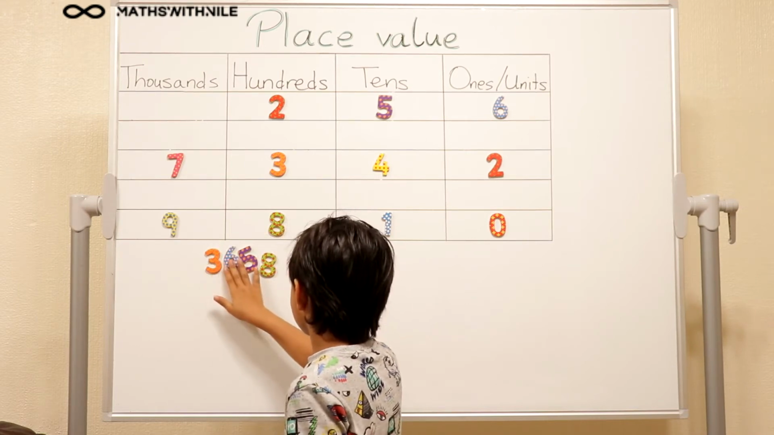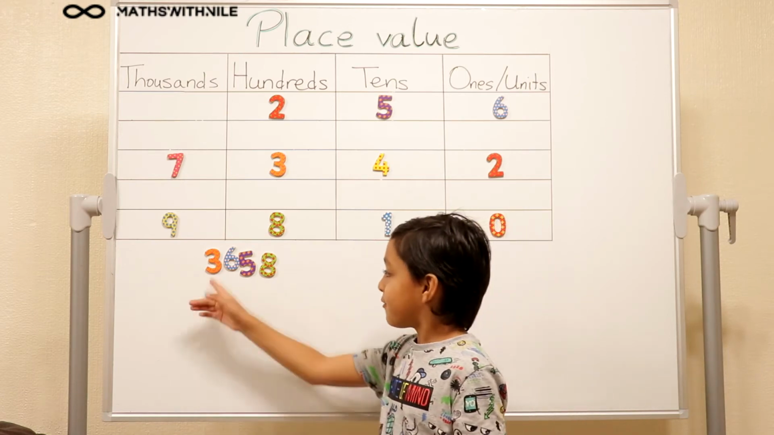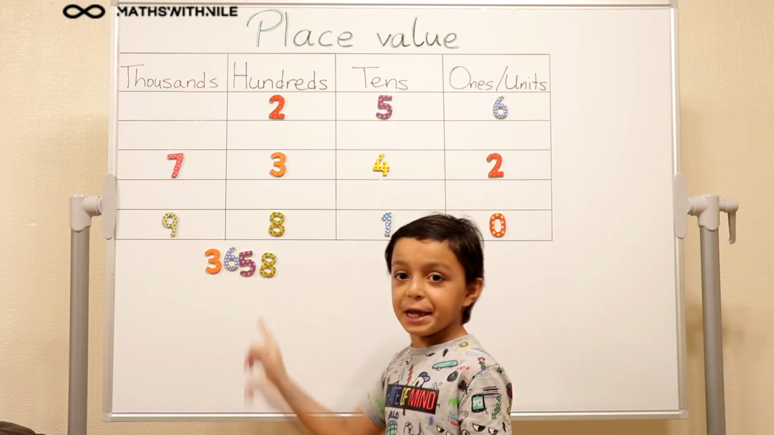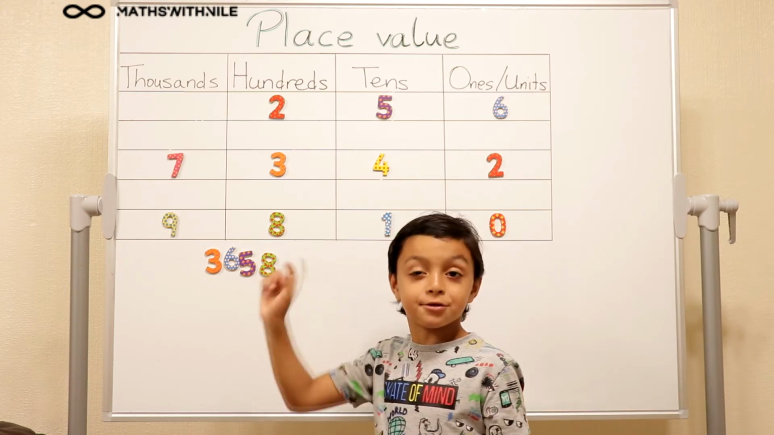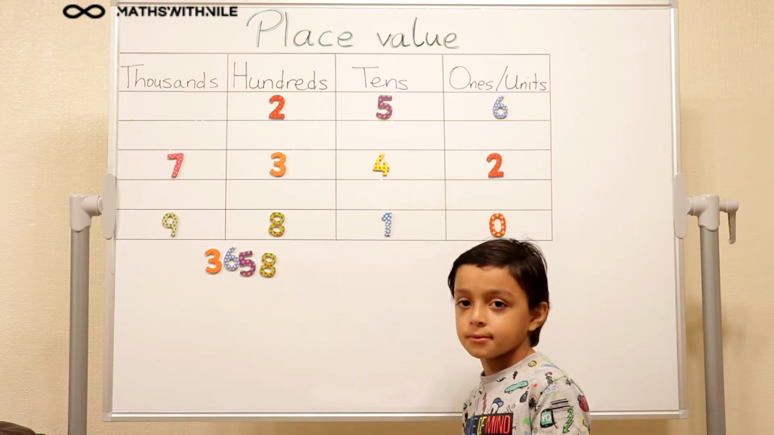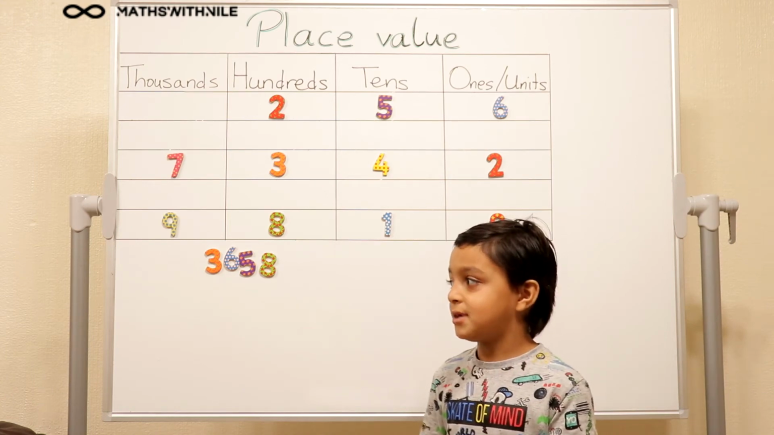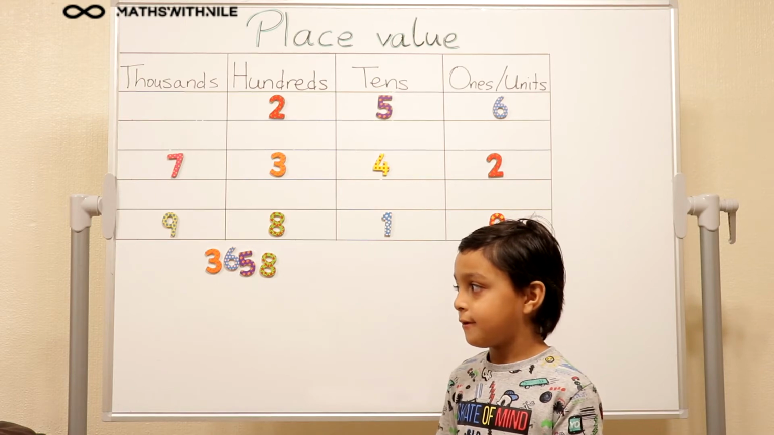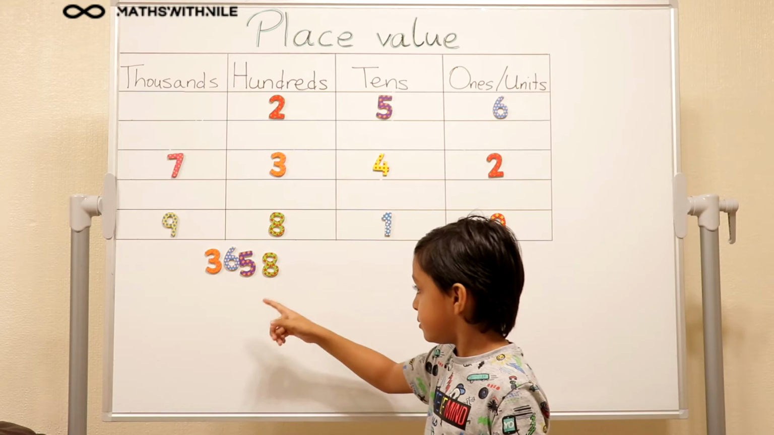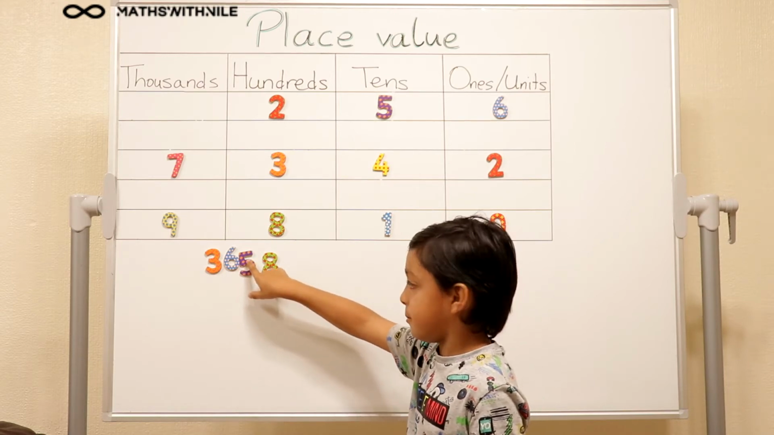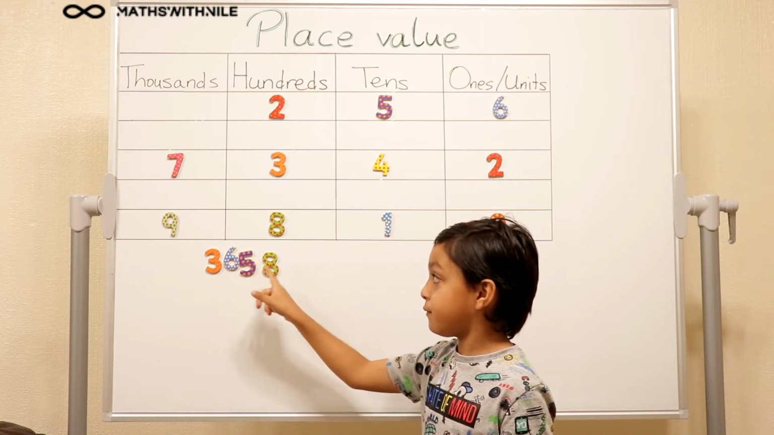Okay, great. What number is that? 3,658. How many ones or units does that number have? 8. What would be the number if it had one more unit? If it had one more unit, it would be 9 units. And what would the full number be? 3,659.